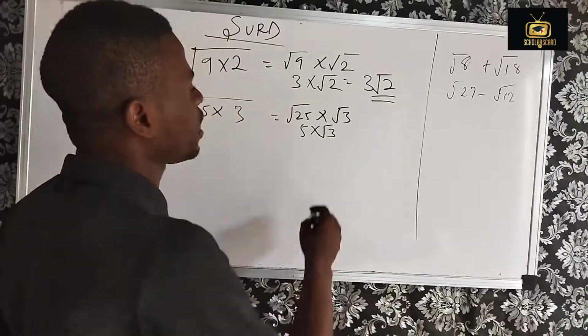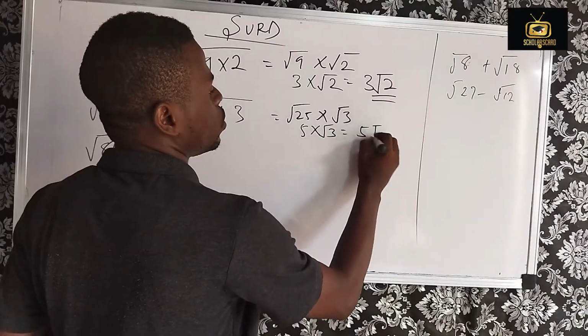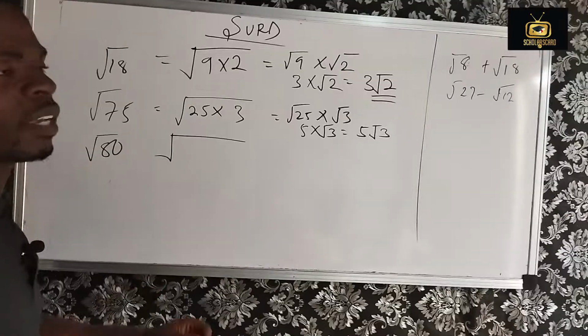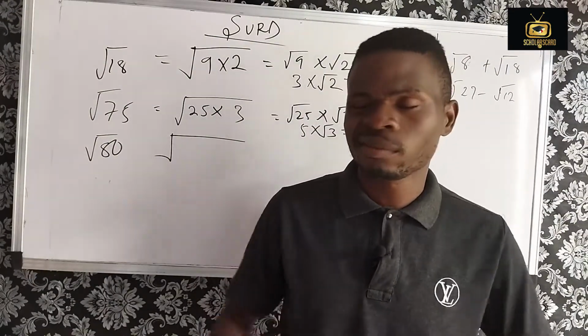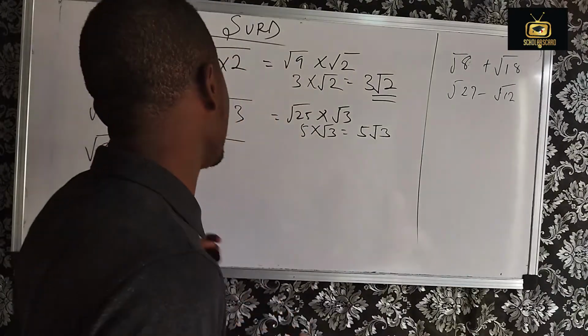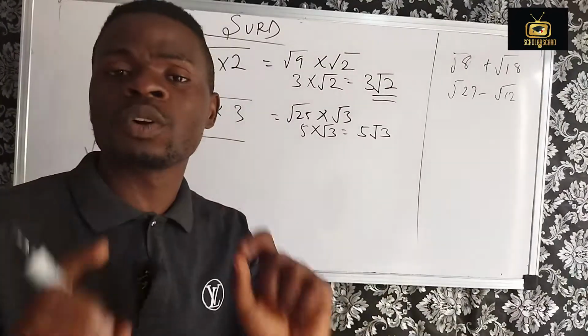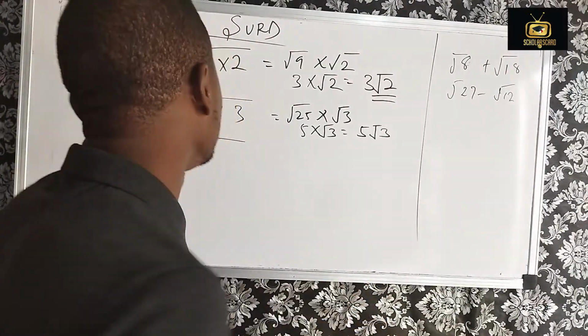So 5 times root 3, we give us that as 5 root 3. Now look at this. One will be a perfect square, and the other one will be what? When we express it as two numbers, one will be a perfect square. So like 16 times 5, we give us that as what?